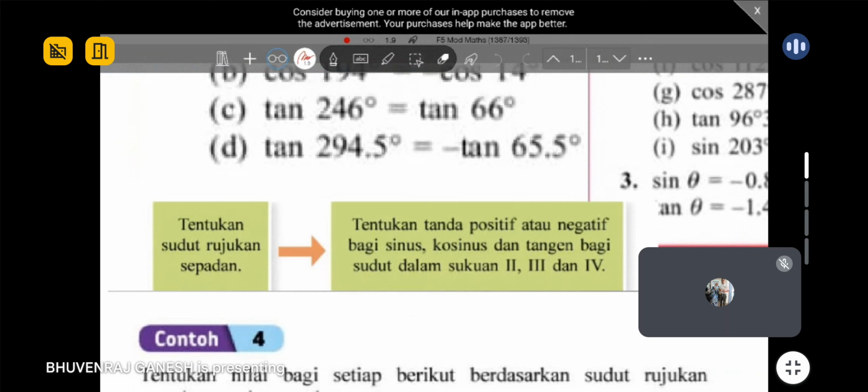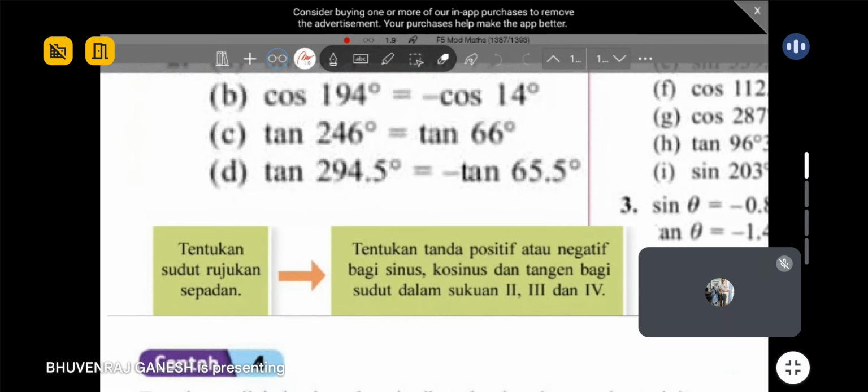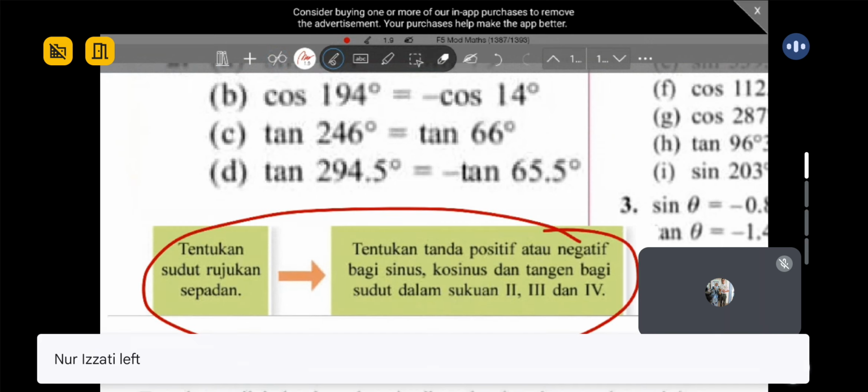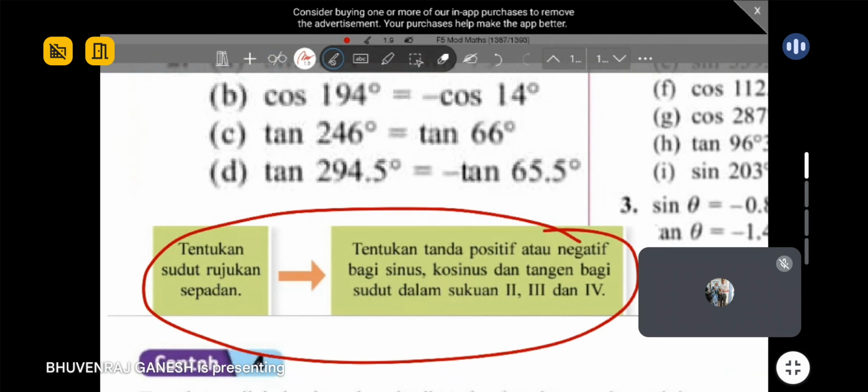Okay, so first step, basically lah, generally, ini adalah langkah yang perlu kamu guna untuk selesaikan soalan trigo. So basically, first step, you must find the reference angle. Okay, sudut rujukan sepadan. Okay, second step, you check and see the sign, whether it's positive or negative. Okay, for sine, cosine, and tangent graph. Okay, in different quadrant, either quadrant 1, 2, 3, 4. Okay, these are the two steps only you need. Dua langkah sahaja.